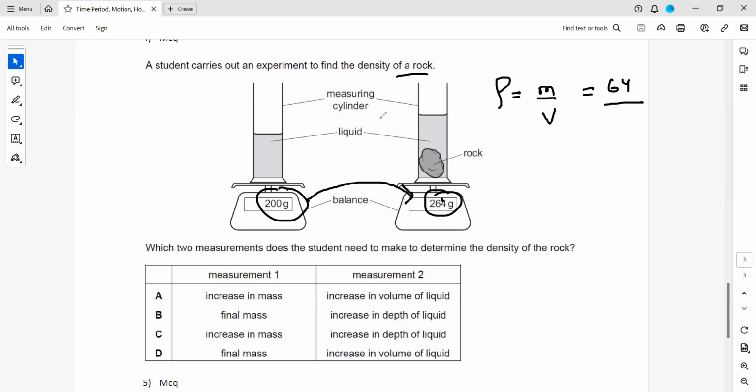And what about the volume? Because we need the density of the rock. To get the density of the rock, we need the mass of the rock and we need the volume of the rock. How do we know the volume of the rock? If this volume is V1 and the other volume is V2, the volume will be V2 minus V1, the difference. So we have to take the difference in mass and the difference in volume, or increase in volume, to know the density of the rock. That's why A is the right answer. Is it clear? Question 4.